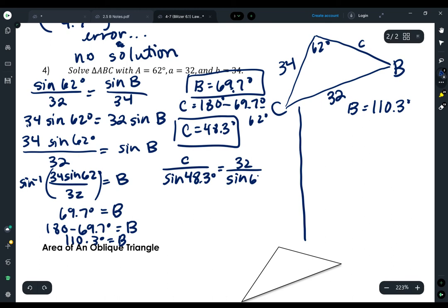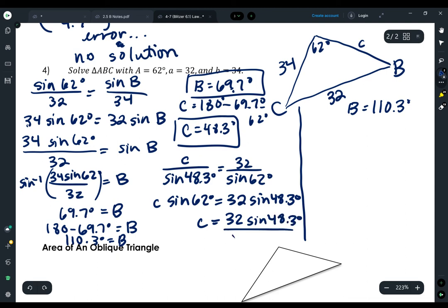I feel like it's awkward to multiply both sides by the sine of something, but it doesn't really matter. So I'd be multiplying both sides by sine 62 degrees and sine 48.3 degrees. So we'd have C sine 62 degrees equals 32 sine of 48.3 degrees, and then divide out. So just lots of writing today. But I think the only tricky thing is this more than one angle. Okay, so for C here, we get 27.1.